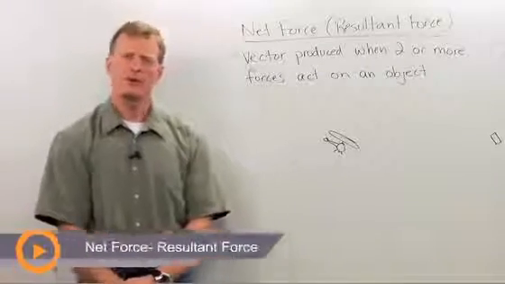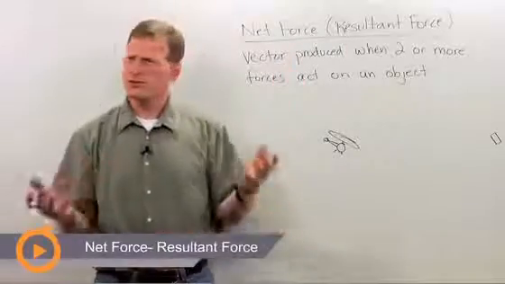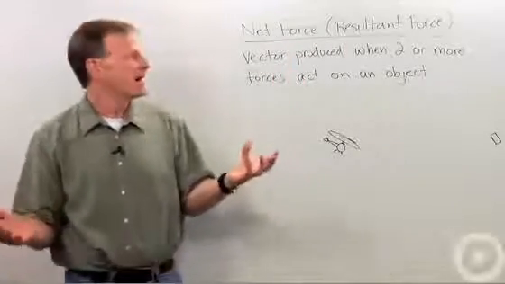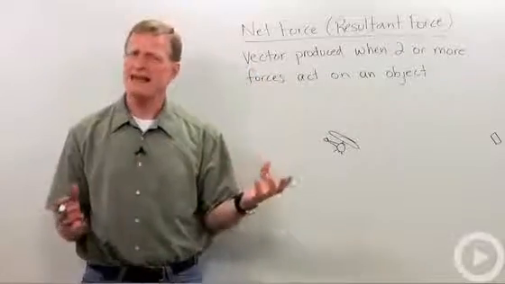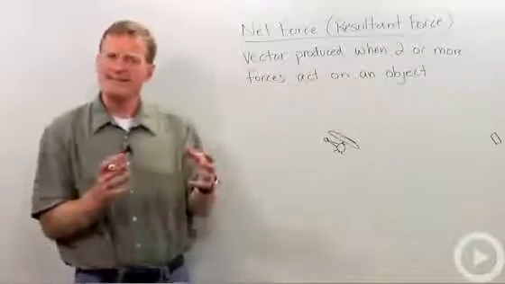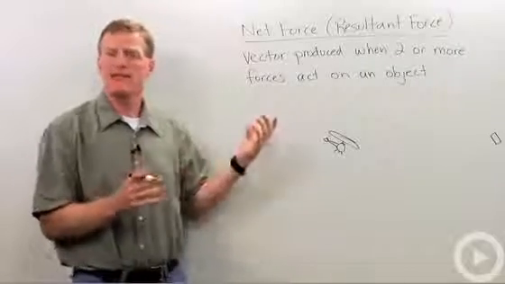Let's talk about net force. This is also sometimes called resultant force. Those two words are used interchangeably. And basically, this is a vector that's produced when two or more forces act together. Remember, anything that has direction and magnitude we can depict as a vector.